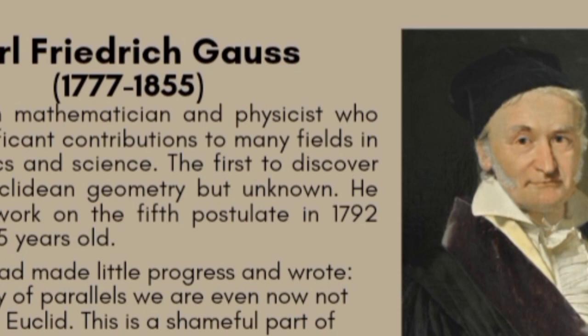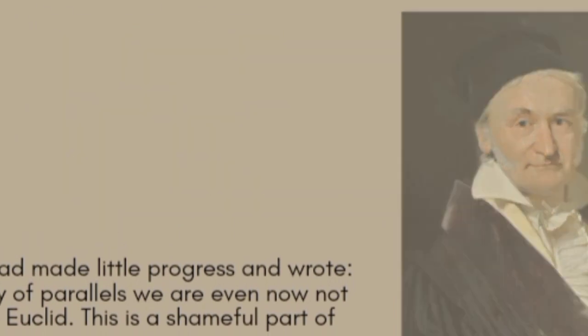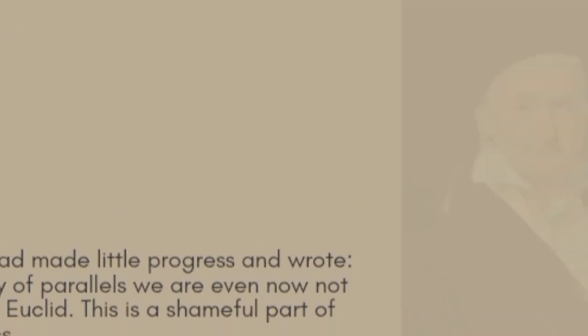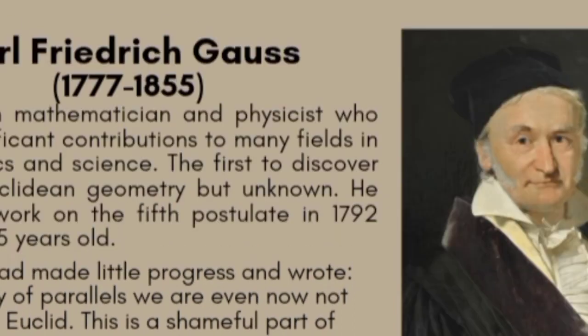By 1813, he had made little progress and wrote, "In the theory of parallels, we are even now not further than Euclid. This is a shameful part of mathematics." However, in 1817, Gauss had become convinced that the fifth postulate was independent of the other four postulates. He began to work out the consequences of a geometry in which more than one line can be drawn through a given point parallel to a given line. Perhaps most surprisingly of all, Gauss never published this work but kept it a secret.